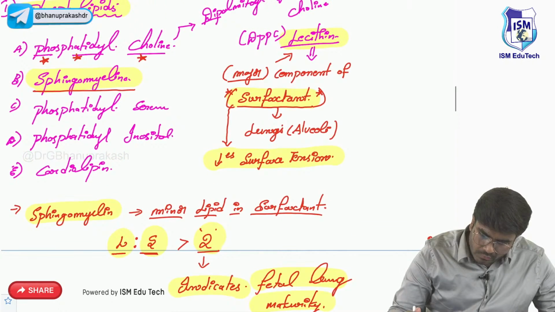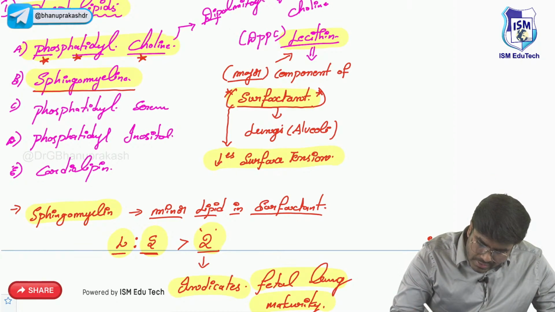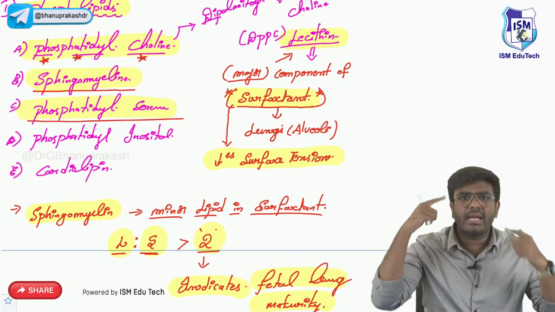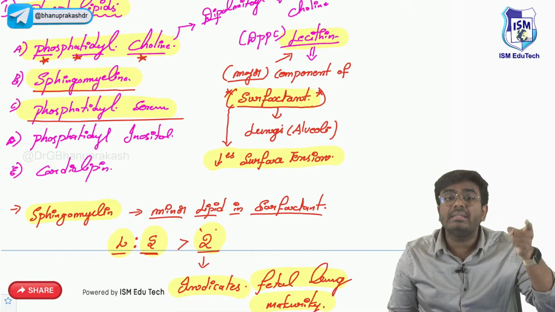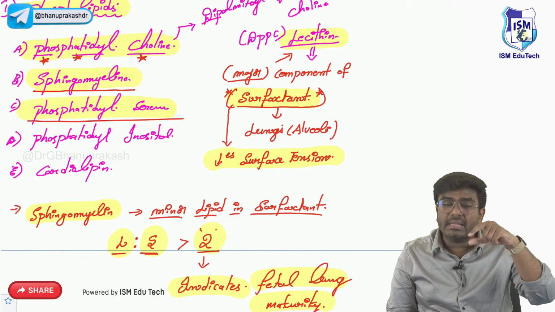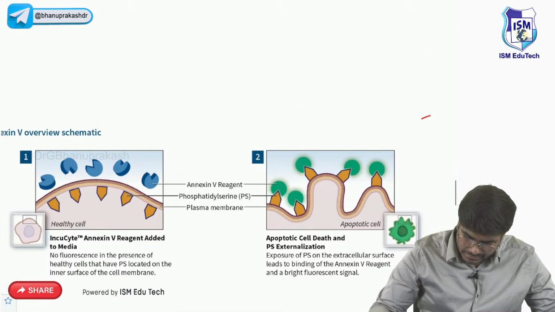Now, what have we seen? We have completed phosphatidylcholine. Also, we have completed sphingomyelin. Two important points are completed. Now, let's talk about phosphatidylserine. Just try to recollect, guys. Phosphatidylserine is a lipid in the cell membrane. First of all, let me show you how exactly it looks.